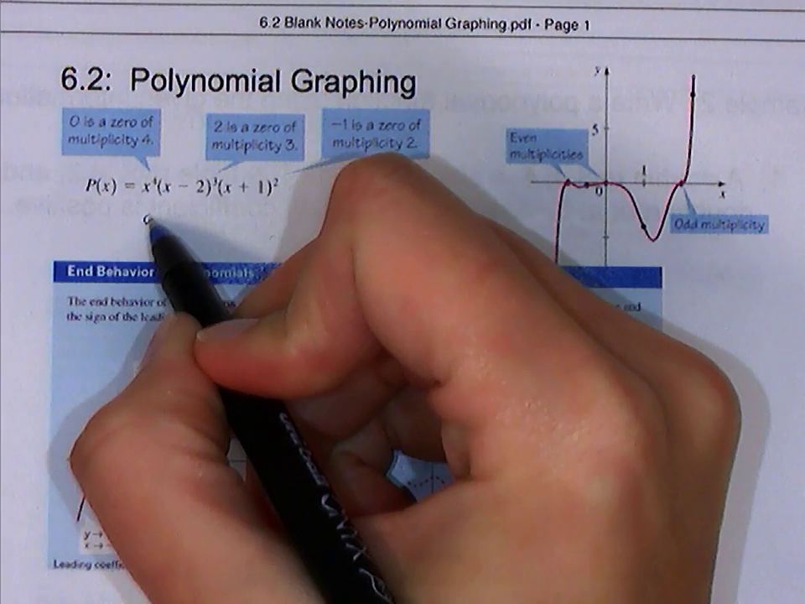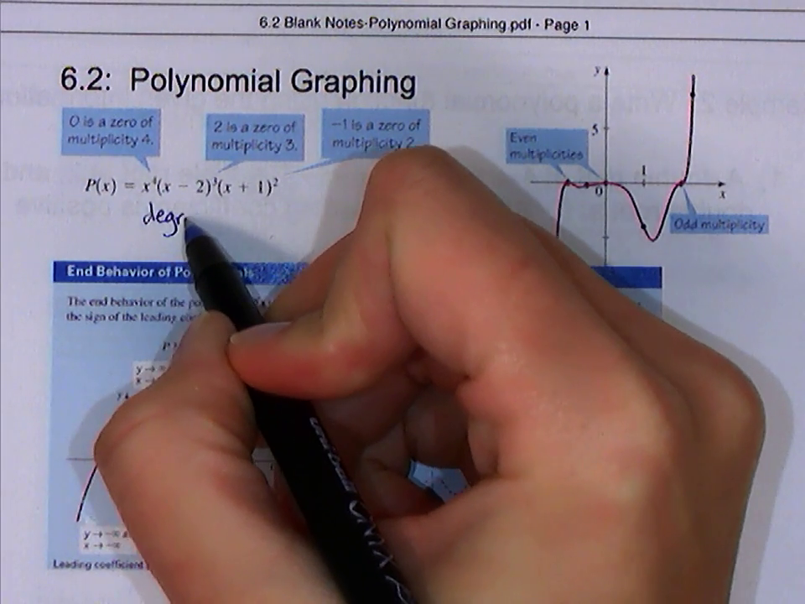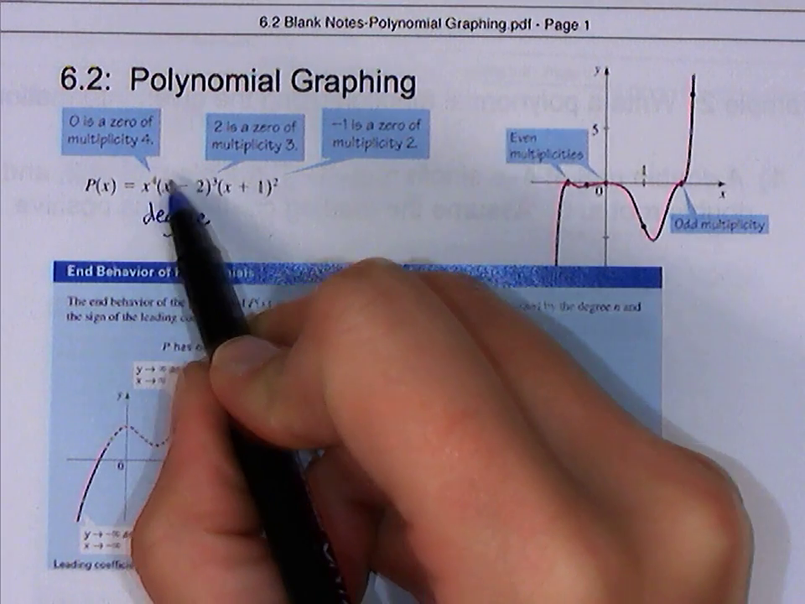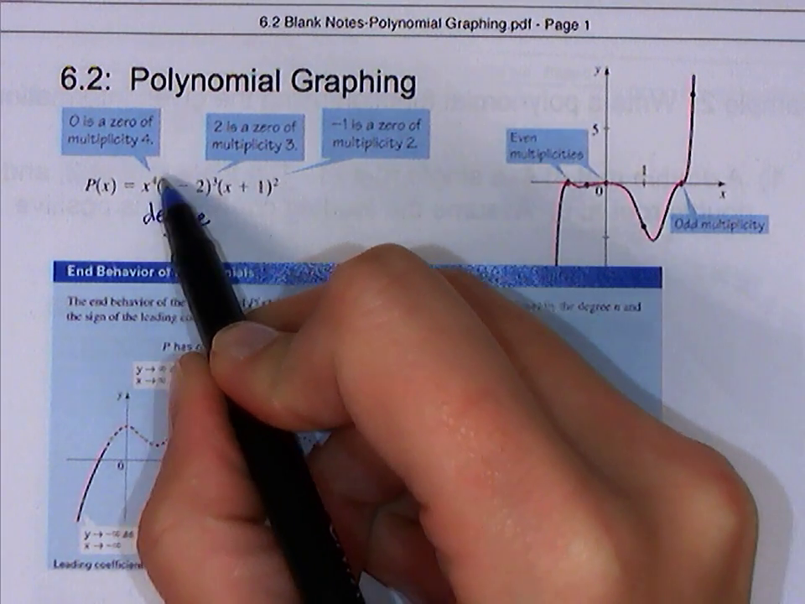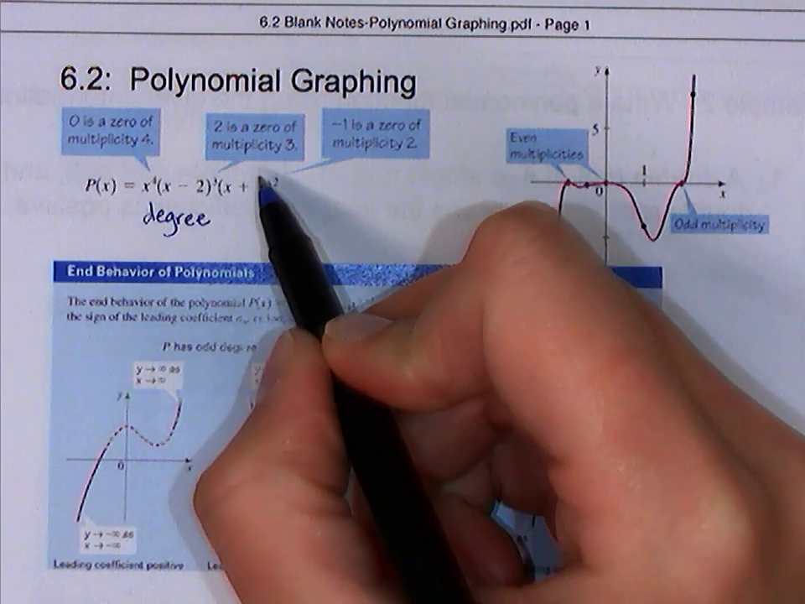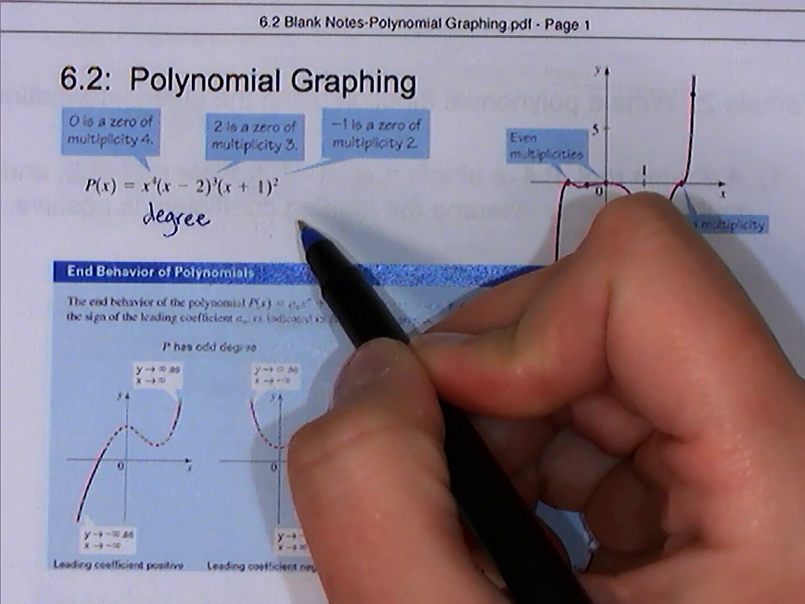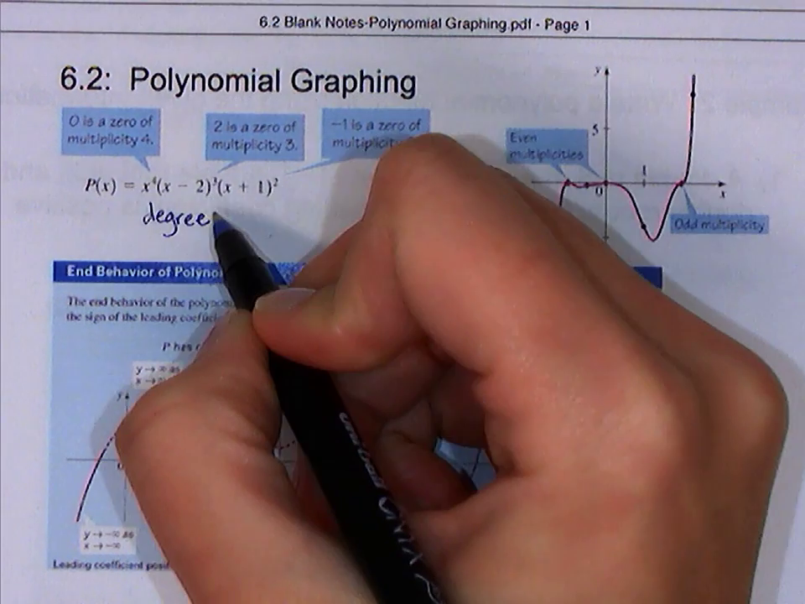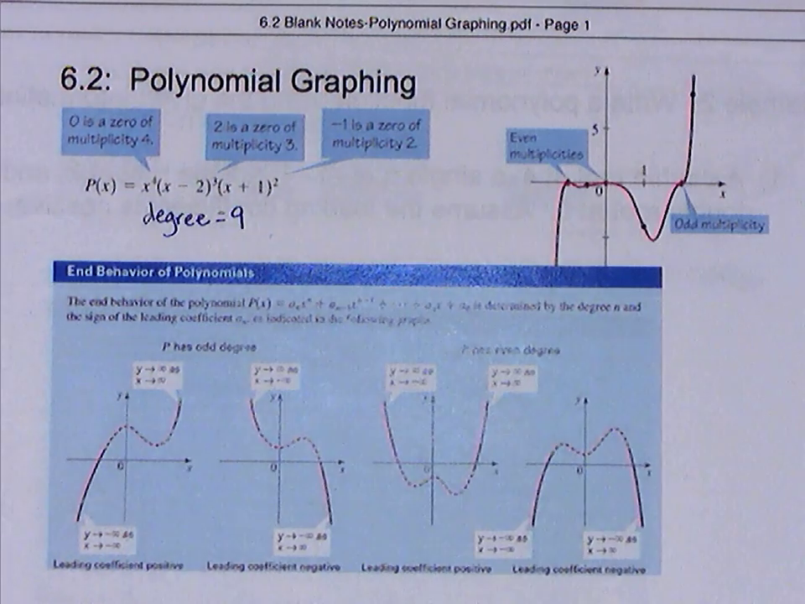if I'm asking you what the degree of this polynomial is, you would have to actually add the powers, the exponents together. Because if you distributed all the way through, you would want your highest power of x, and that would be 4, 5, 6, 7, 8, 9. Okay, just to give you an idea.